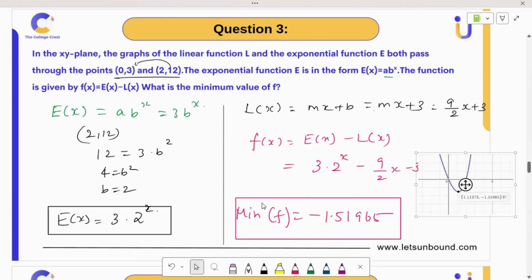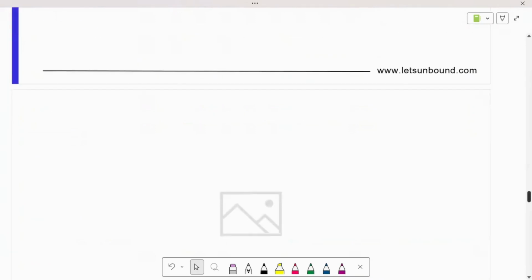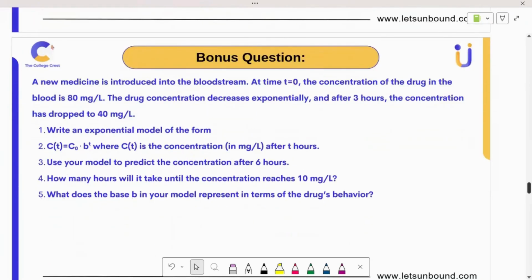Yes, as usual, I have a bonus question to you. Here it is. A new medicine is introduced into the bloodstream. At time t equal to 0, the concentration of the drug in the blood is this much. And it decreases exponentially. And after 3 hours, the concentration drops. So these are not tablet values. So you just make the coordinates. And you have to make the exponential model form. Maybe you can use a structure given in second point.